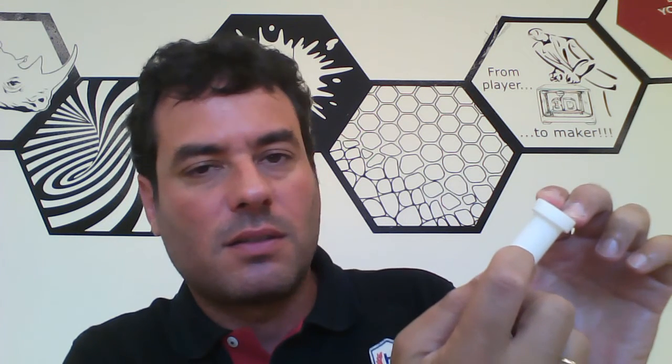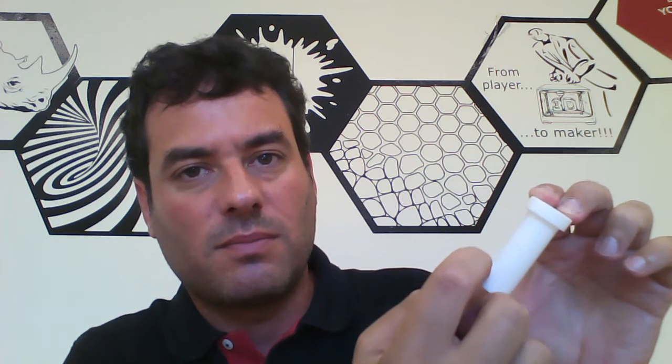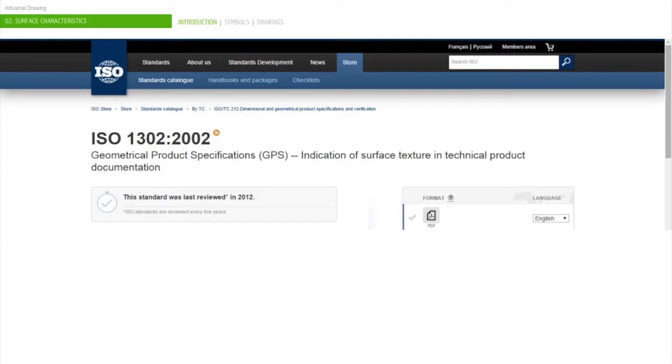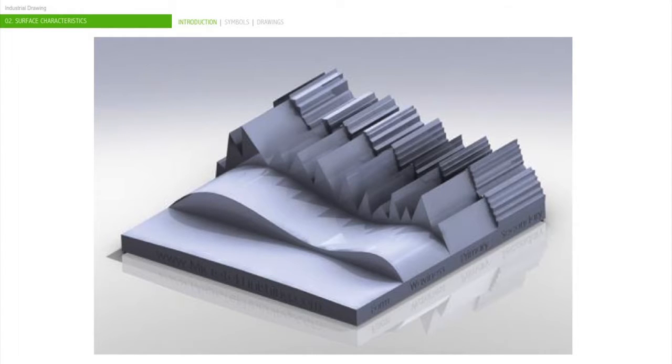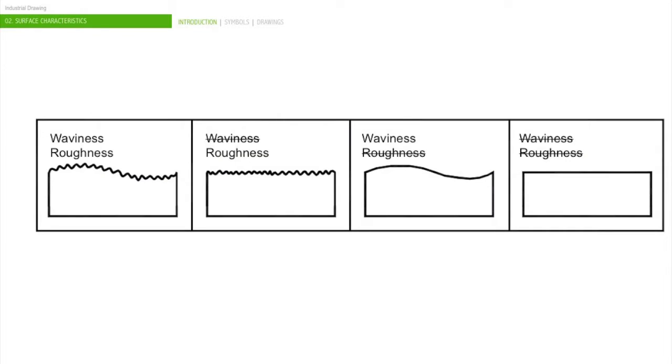Whenever any process is used to manufacture a part, there will always be some kind of roughness on the surface. It is quite convenient to check the ISO 1302 standard to understand this lesson completely. We know all materials have some roughness and waviness, but these concepts are not the same thing, as you can see in the images.